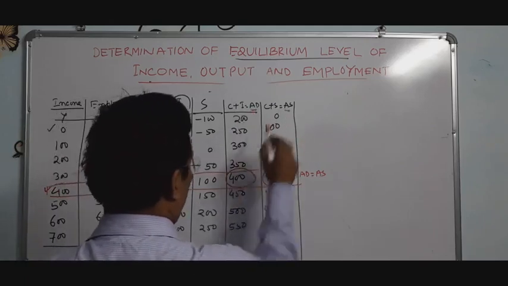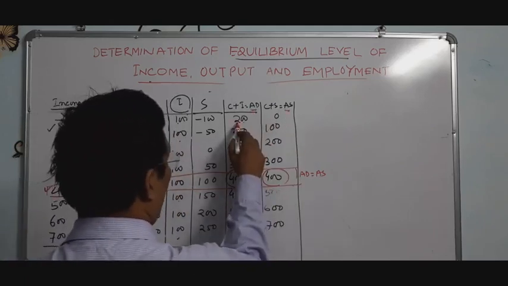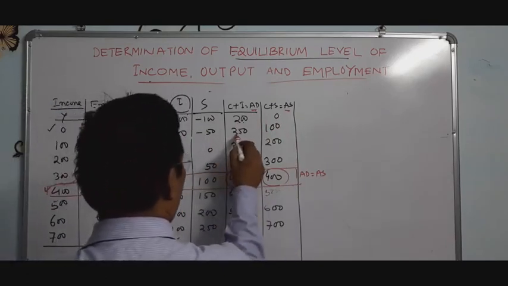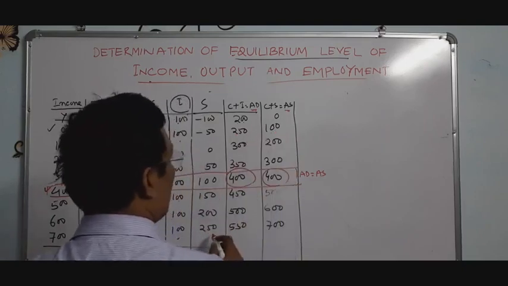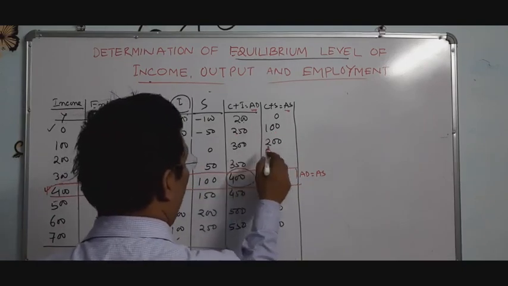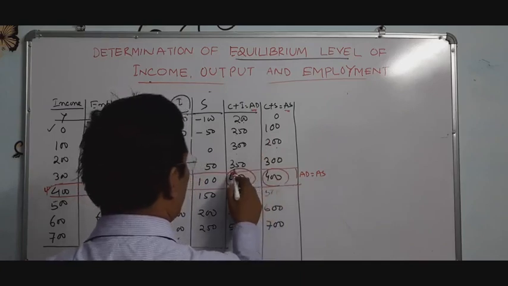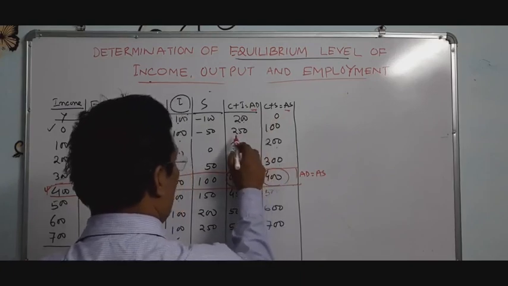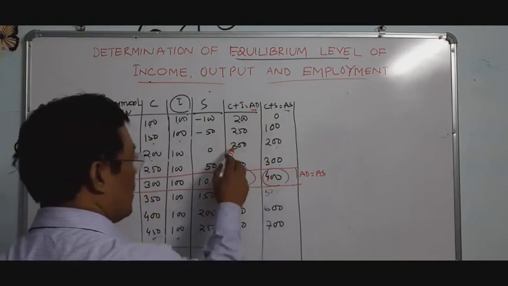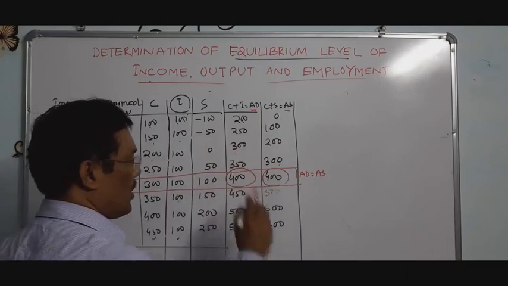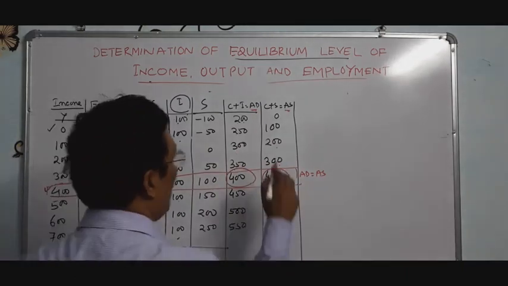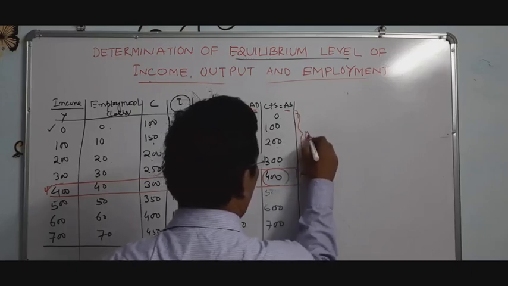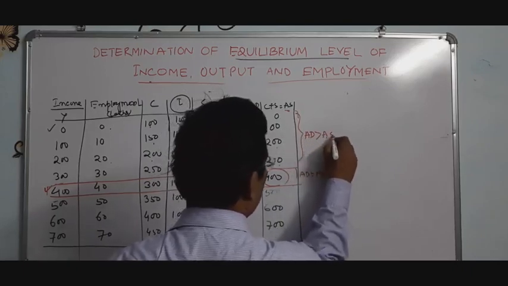AD is 200, AS is 0. AD is 250, AS is 100. AD is 300, AS is 200. AD is 350, AS is 300. It means 200 is greater than 0, 250 is greater than 100, 300 is greater than 200, 350 is greater than 300. So from this table we can say that before that, AD is greater than AS.